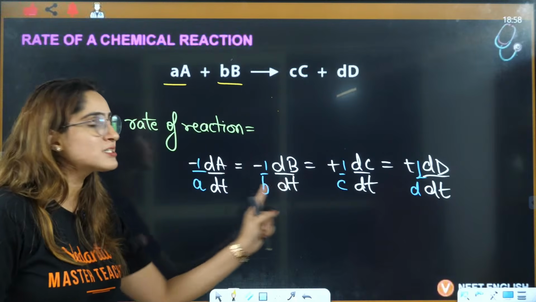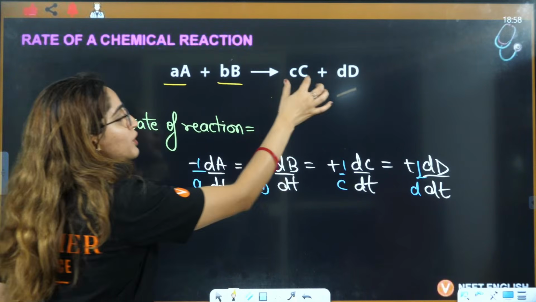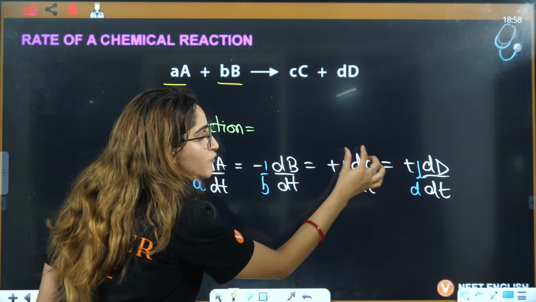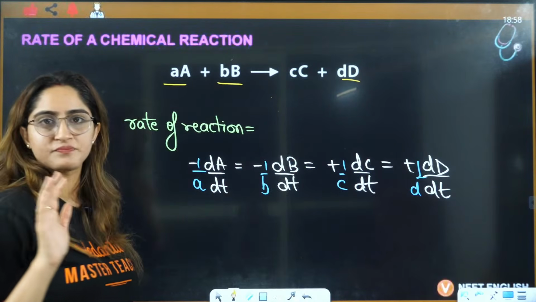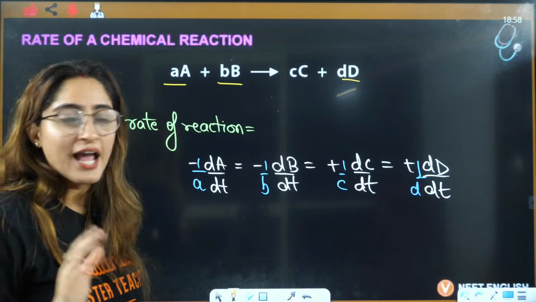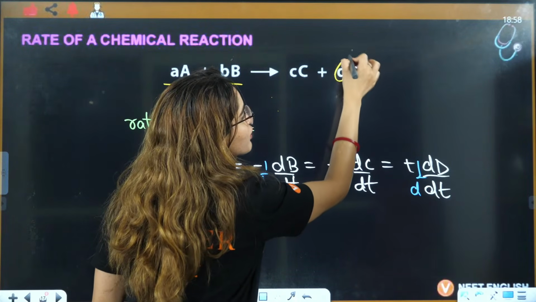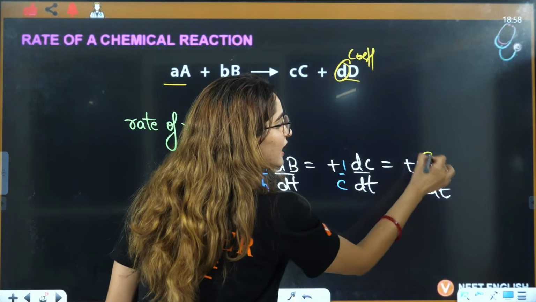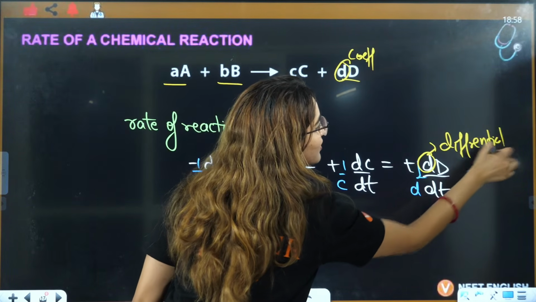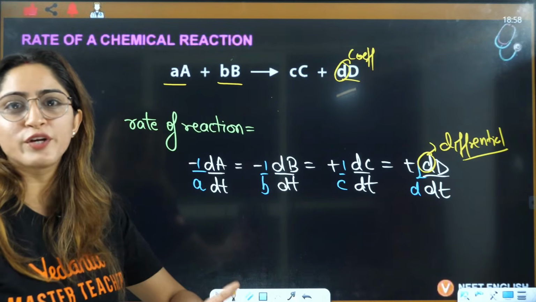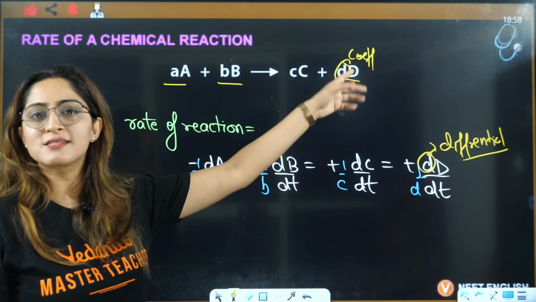This is minus dB by dt. In terms of product, that will be positive. Positive of dC by dt. Positive of dd by dt. Okay. This d is the coefficient. This d is the differential. Please don't get confused here. This is differential. This is generally how we write it here. This small d is the coefficient.